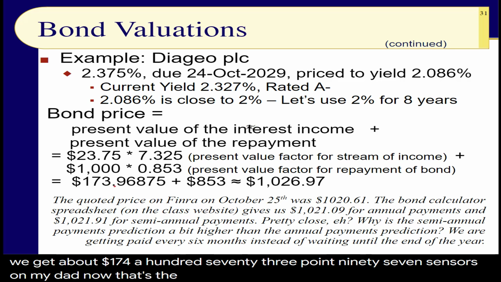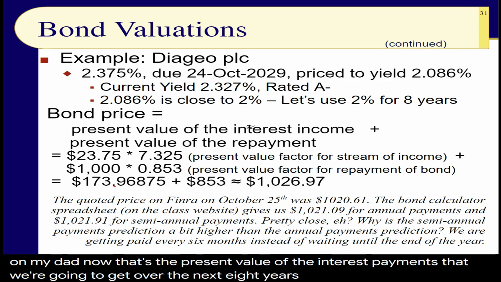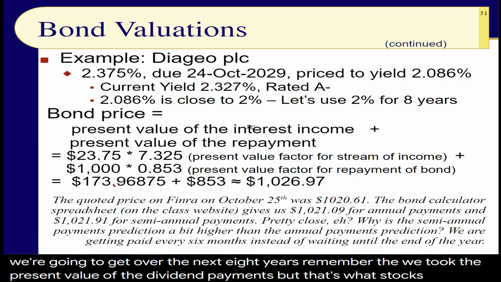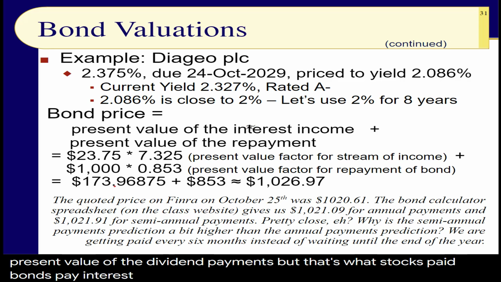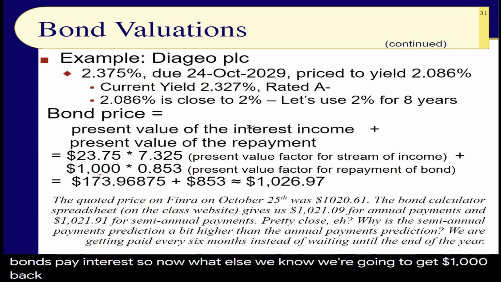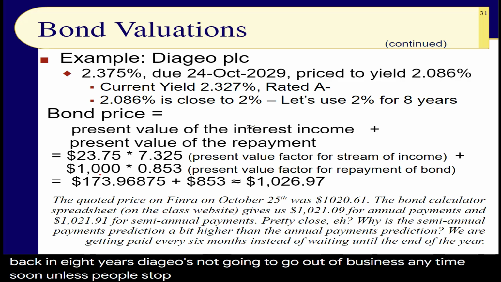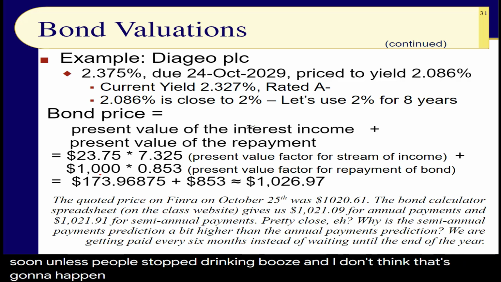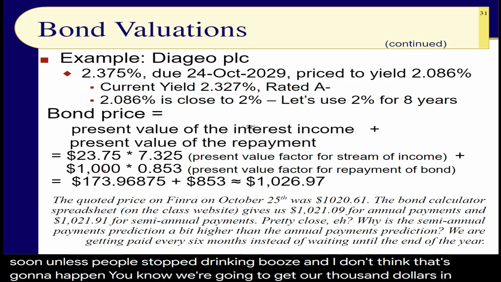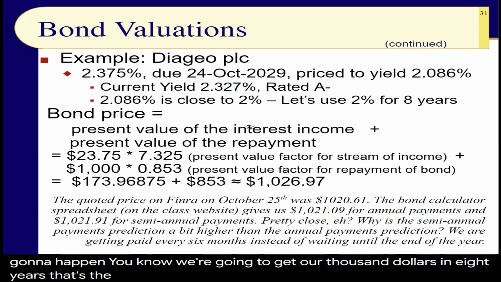Now, that's the present value of the interest payments that we're going to get over the next 8 years. Remember that we took the present value of the dividend payments, but that's what stocks pay. Bonds pay interest. So now, what else? We know we're going to get $1,000 back in 8 years. Diageo is not going to go out of business anytime soon unless people stop drinking booze, and I don't think that's going to happen. So we know we're going to get our $1,000 in 8 years. That's the single payment table. That's the table on the right.